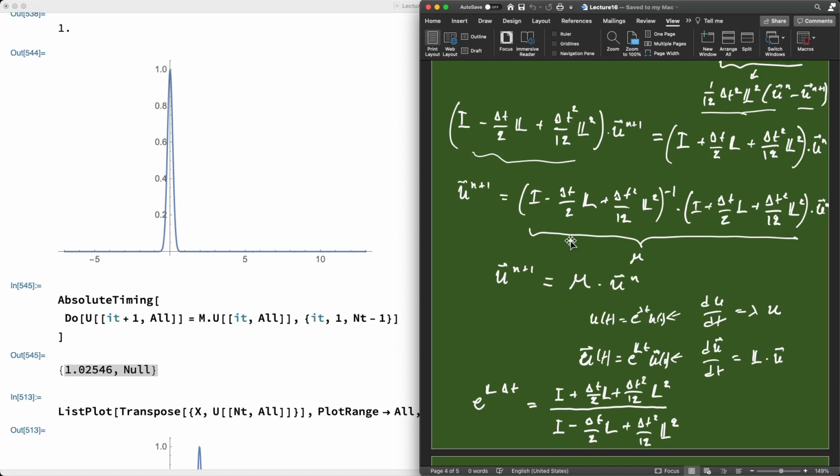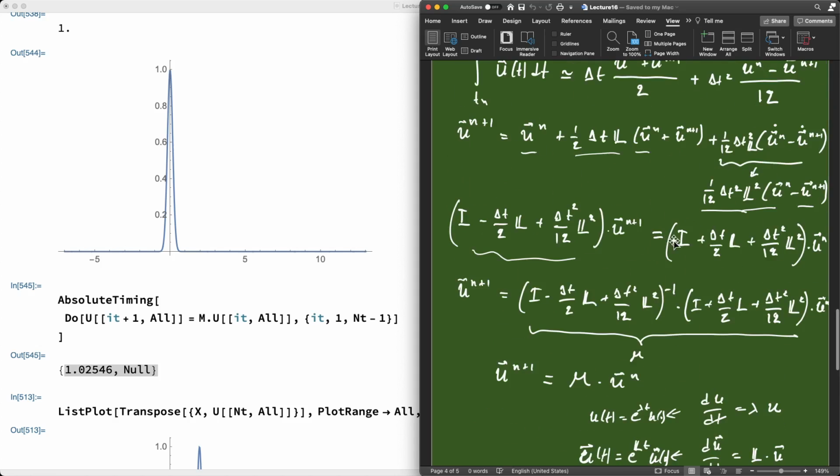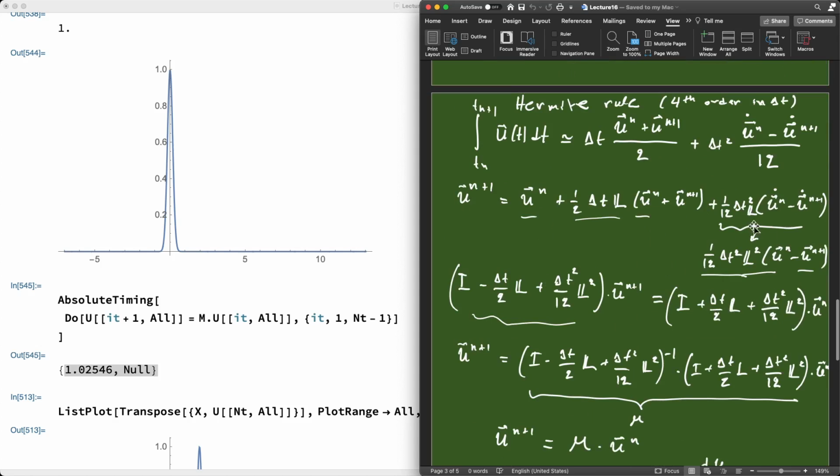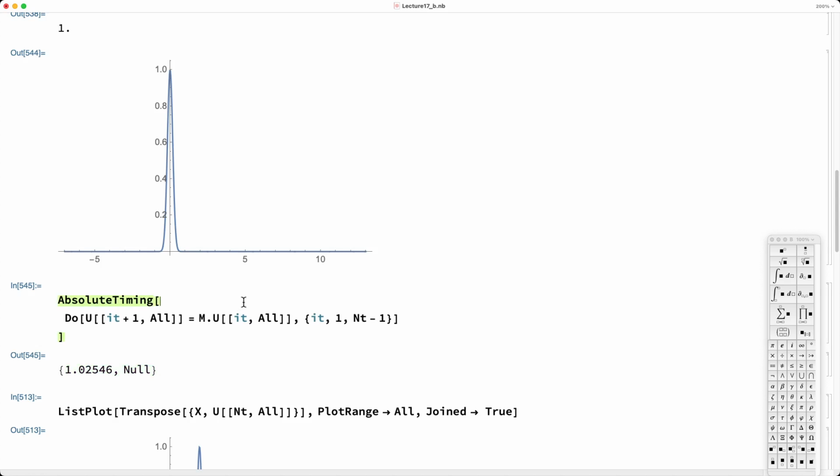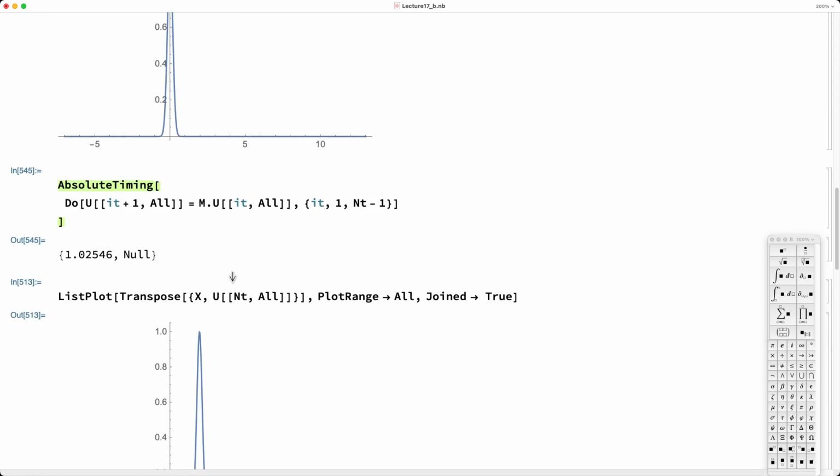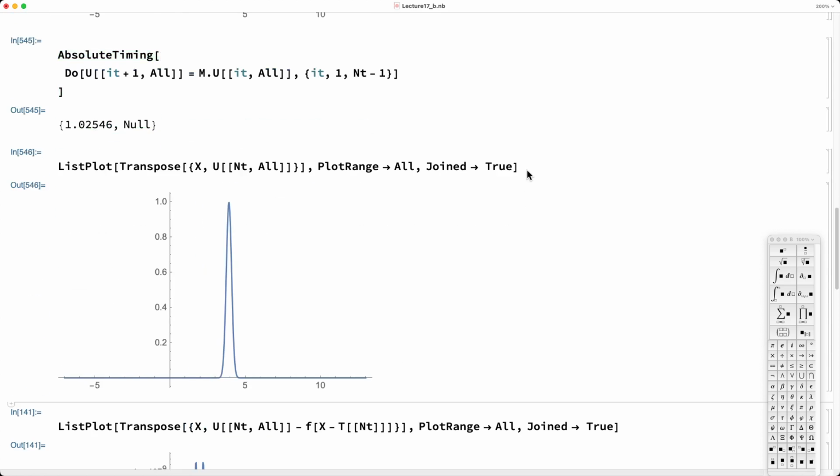But that's the case only because we were solving a linear system. So we were able to solve this equation and store this matrix M. Otherwise, we would have to do this iteration at each time step, iterating an equation that looks like this. In that case, it would take more time to do the implicit method compared to the explicit method. But for a linear system, you should surely use an implicit method. It doesn't cost any more. So let's look at the solution.